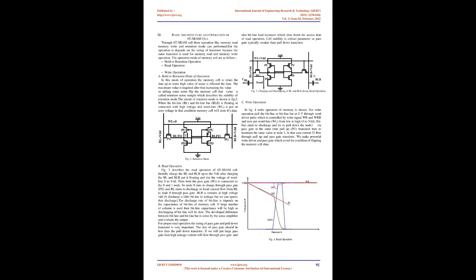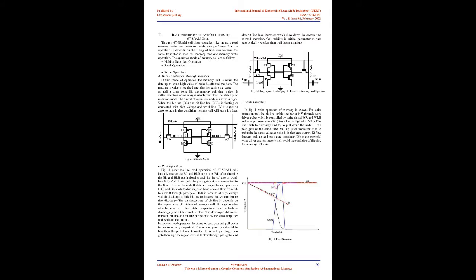Basic architecture and operation of the 6T SRAM cell. Through the 6T-SRAM cell, 3 operations can be performed: memory read, memory write and retention mode. But the operation depends on the sizing of the transistors because the same transistors are used for memory read and memory write operations. The operation modes of the memory cell are as follows.